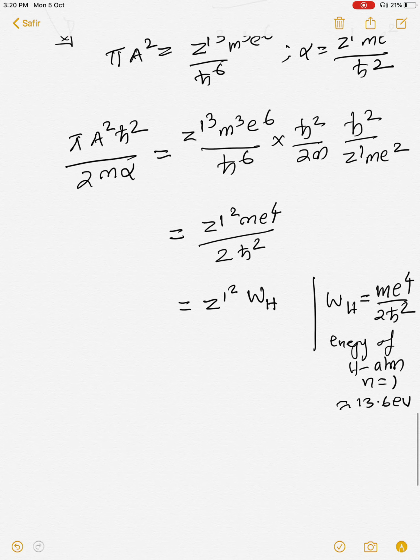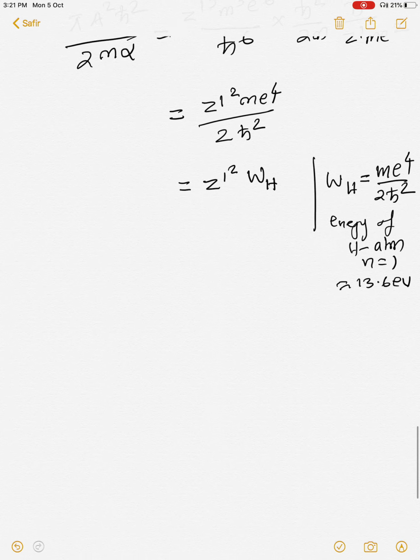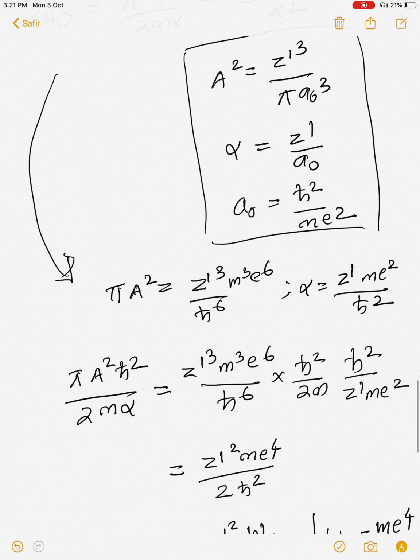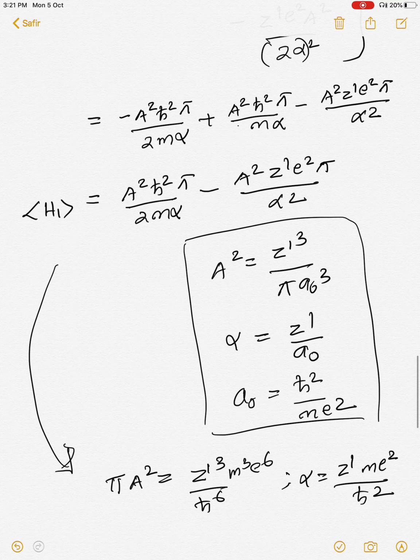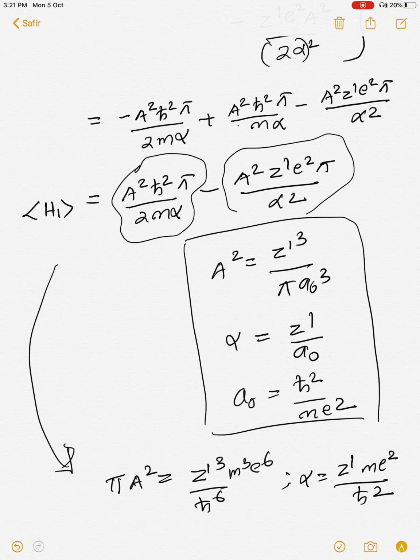So in terms of 13.6 electron volts, I found this one now, and this is the first point. Now I got this much. Okay. Next, I am going to find this.